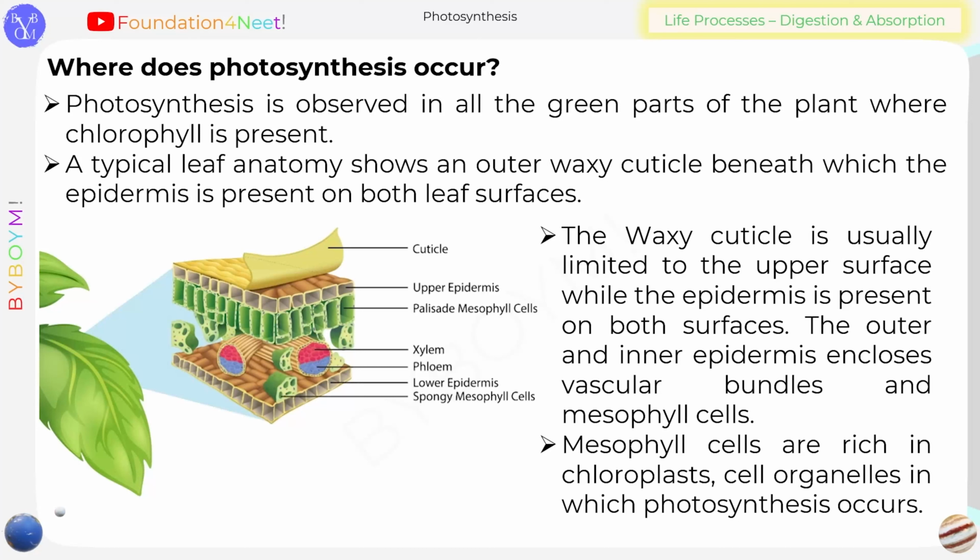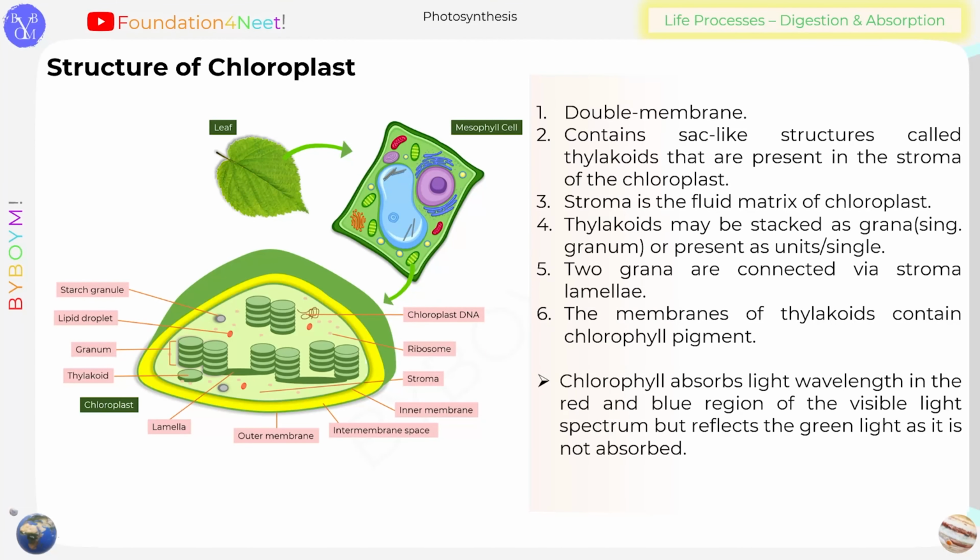These mesophyll cells are rich in chloroplast. These are cell organelles in which photosynthesis occurs. Now we will take a look at the structure of a chloroplast, the cell organelle in which photosynthesis takes place. So if we take a green leaf, we will find different cell layers: the waxy cuticle, the epidermis, then the vascular bundles and mesophyll cell layers. In the mesophyll cell, you will find abundant chloroplast. We will take a look at the structure of a chloroplast.